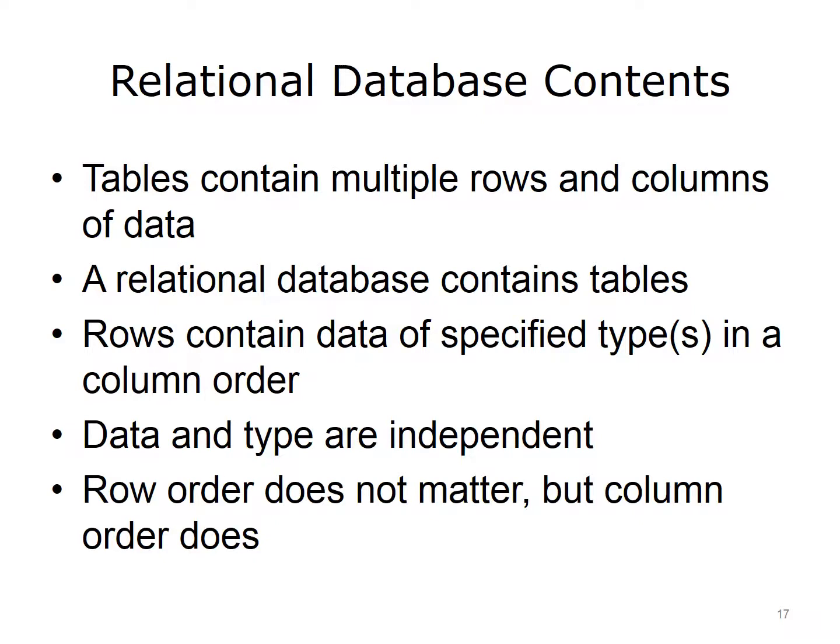A table is a collection of information organized into rows and columns. Each table contains one or more rows of data. A relational database consists of one or more tables defined by the database designer in a meaningful fashion. The data in a row is ordered by columns, and each column is of a known and specified type where the data and type are independent. The order of rows in the table is irrelevant, but the order of the columns in the row is significant.